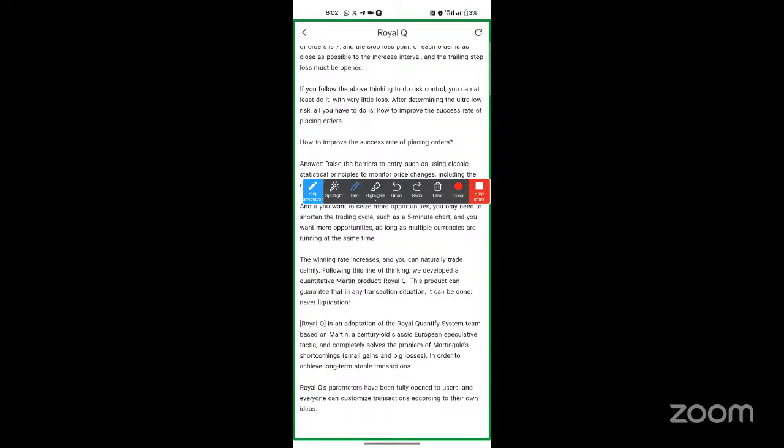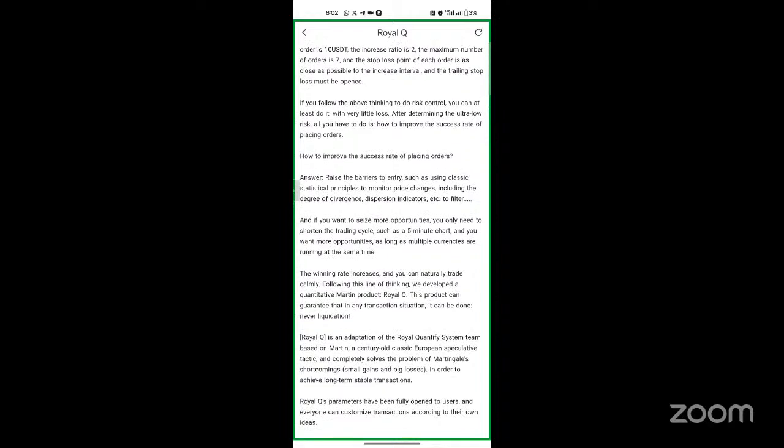In order to achieve long-term stable transaction, Royalq parameters have been fully opened to users, and anyone can customize transactions according to their own ideas. Now, listen to this. This is important.